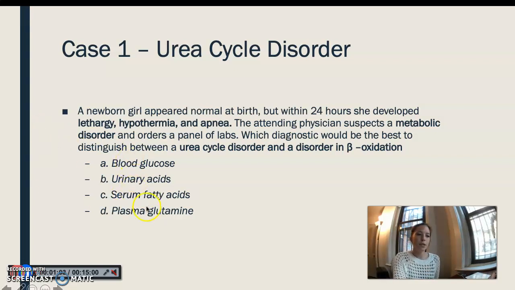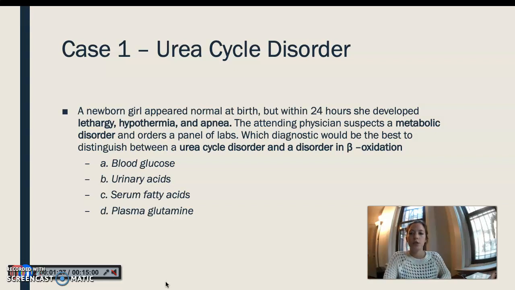For the other three options that are not the best choices, the blood glucose would not be a valuable test in this case because often patients with a urea cycle disorder present with normal plasma glucose concentrations, but hypoglycemia can be a telling sign of beta oxidation disorder. But there are many other disorders that could cause this as well, so it's not the best answer.